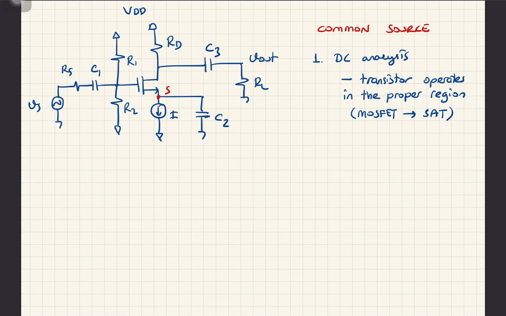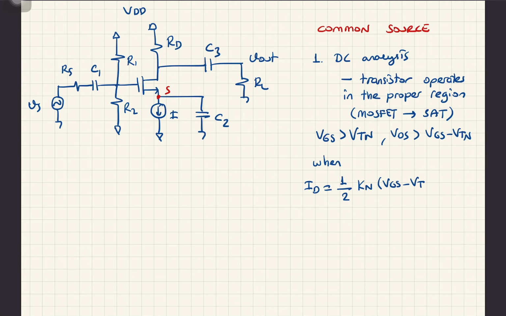And how do you show it? You have to check the conditions VGS larger than VTN, VDS larger than VGS minus VTN when ID is equal to the saturation current, which is 1/2 Kn (VGS minus VTN) square.